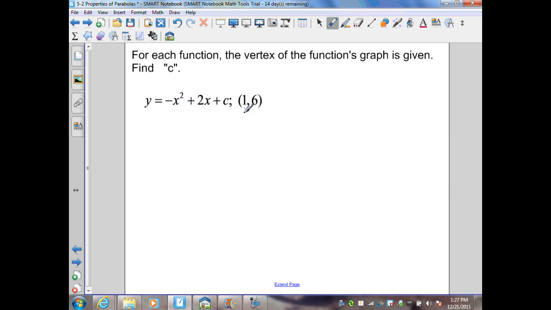And if that's given to me, I know that I have an x-coordinate or an x value and a y-coordinate or a y value. Therefore, all I need to do is substitute these x values and y values into my quadratic equation and solve for c. And that's what they're asking for. So let's just do that. Let's substitute in 6 for y, and for x, I'm going to substitute in 1.